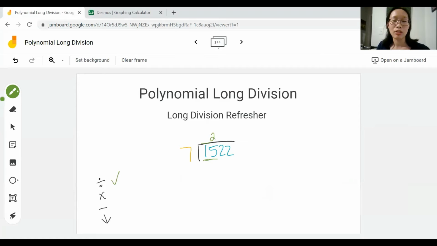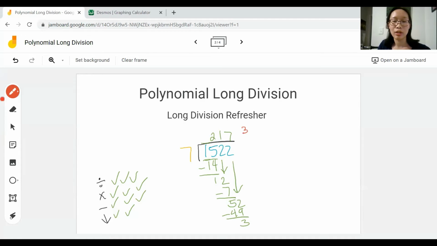So then I multiply the 2 times the 7, which gives me 14. I subtract, which gives me 1. And then I bring down the 2, and I start over. 7 goes into 12 one time, which I multiply to give me 7. I subtract to give me 5, and then I bring down the 2 for 52, and I start again. 7 goes into 52 7 times, and 7 times 7 is 49. I subtract, it gives me 3, and then there's nothing more to bring down, so my remainder is 3, which I'm going to write as a fraction, 3 divided by 7.